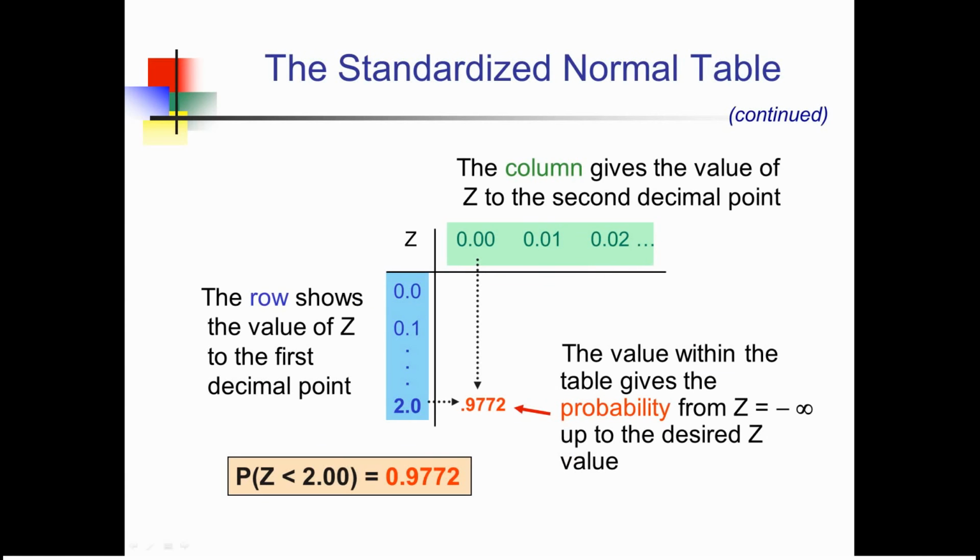Well, what we would do is go to our table and look up where Z is equal to 2. Here's Z, go all the way down to 2, and then go over into the chart and see 2.00, or exactly 2, and we see that we get 0.9772. Let's go take a look at that on our table.